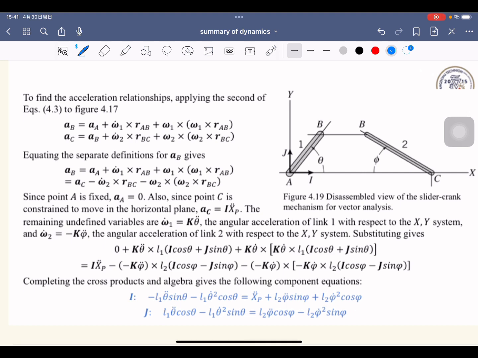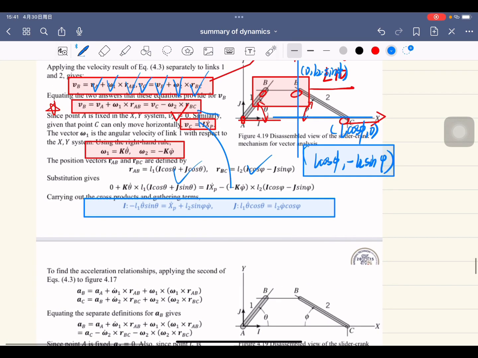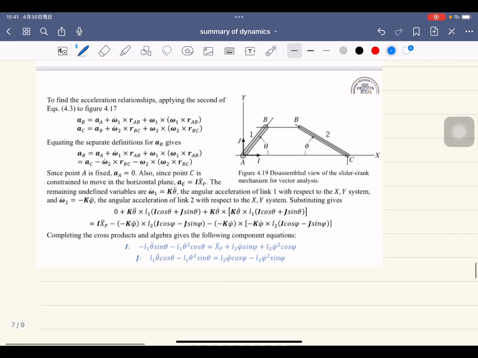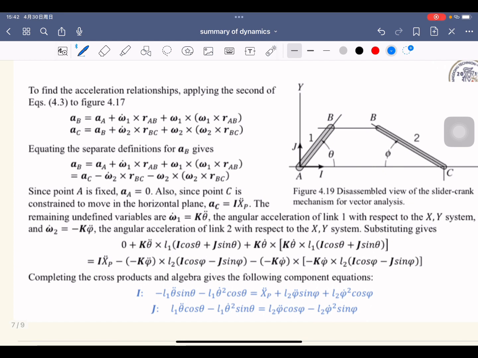To find the acceleration relationships, applying the second of equations 4.3 to figure 4.70. Yes, we have finished our velocity results now. The next step for us is to find the output and input relationship for acceleration using the vector methods. You can use the same method. Like the coincident point together with AB and BC would be point B. You choose points A and B to make a formula. You choose B and C to make a formula. And then you make them equal.